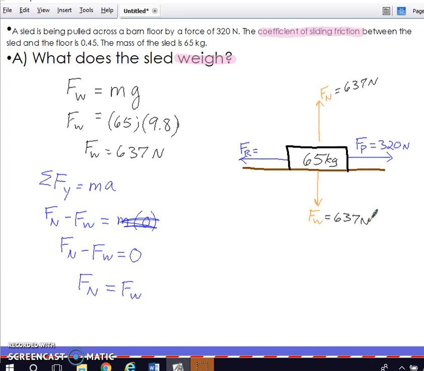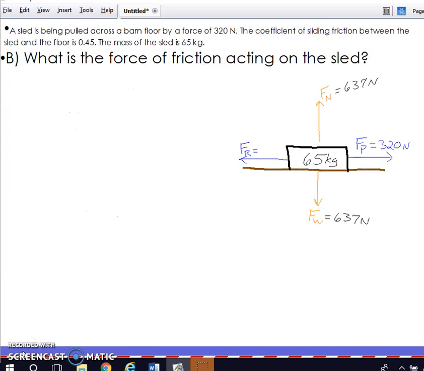Okay. Let's move on. For part B, we are asked to find the force of friction acting on the sled. We can't figure that out right now with what we have in our free body diagram. We don't have enough information.